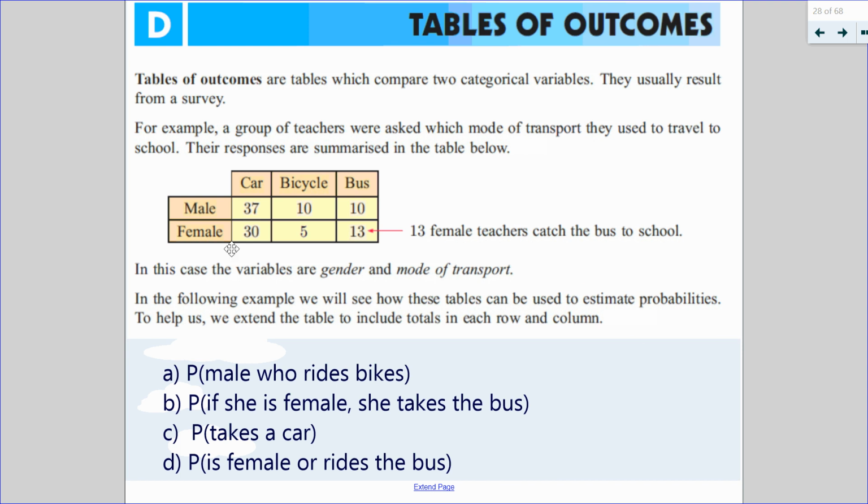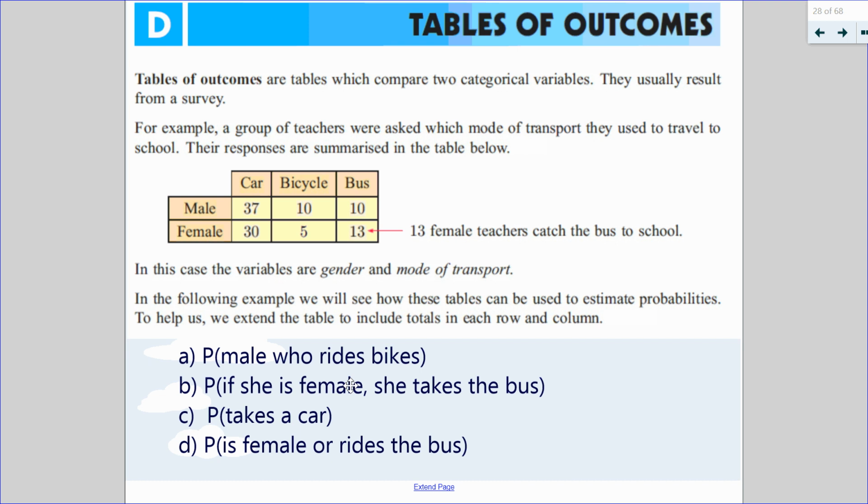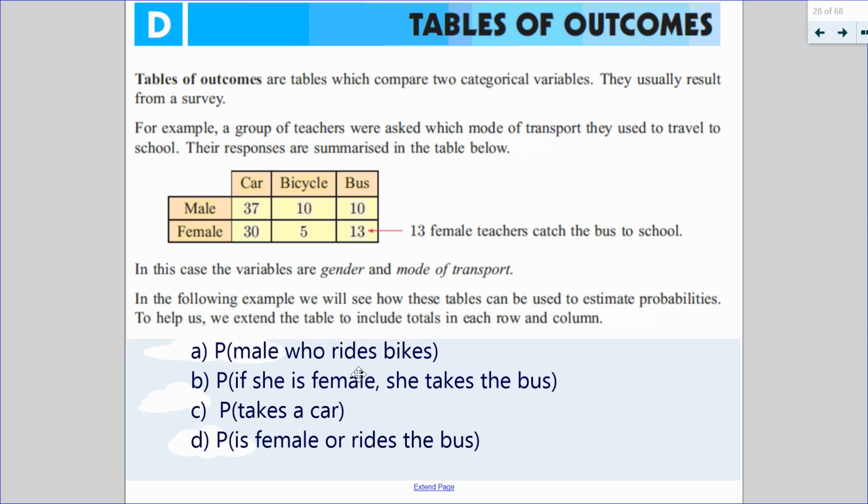And it has male and female teachers, and then whether they drove a car, rode a bicycle, or rode the bus to school. And so you can calculate, if you randomly selected a teacher, whether they rode a bike or whether they are a female that rides the bus, for example. So this is yet another table that can help you calculate probabilities.